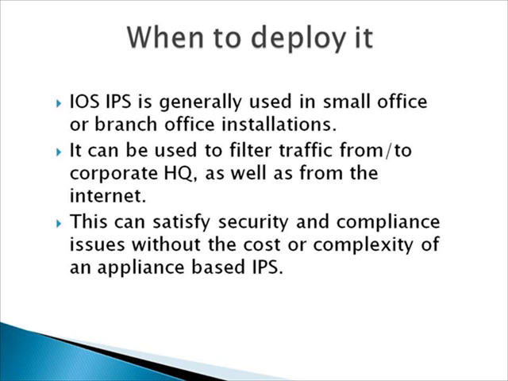So when would you use this IPS? Generally, this isn't going to be a data center or a large enterprise type of thing. It might be used in an enterprise, but where it's going to be deployed is usually small offices or branch offices. So that can be used if you have a WAN link or VPN tunnel, something like that, back to your HQ. You can run the IPS on the branch router to filter traffic from and to the corporate HQ, as well as from and to the internet.